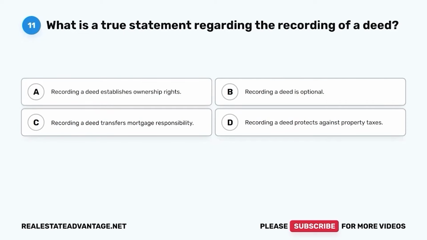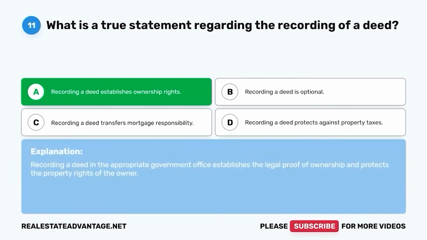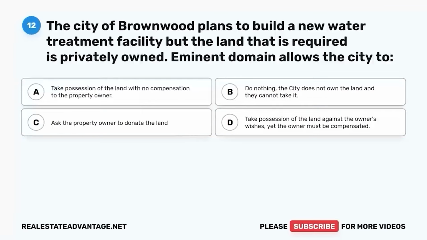Question 11. What is a true statement regarding the recording of a deed? A. Recording a deed establishes ownership rights. B. Recording a deed is optional. C. Recording a deed transfers mortgage responsibility. D. Recording a deed protects against property taxes. The correct answer is A. Recording a deed establishes ownership rights. Recording a deed in the appropriate government office establishes the legal proof of ownership and protects the property rights of the owner.